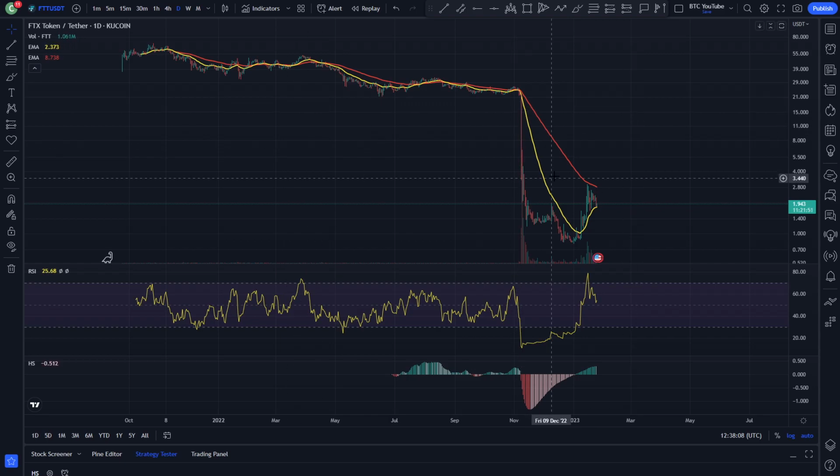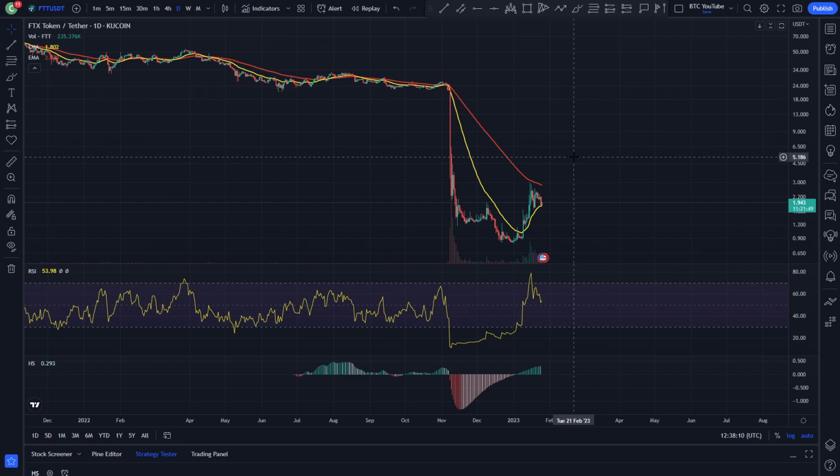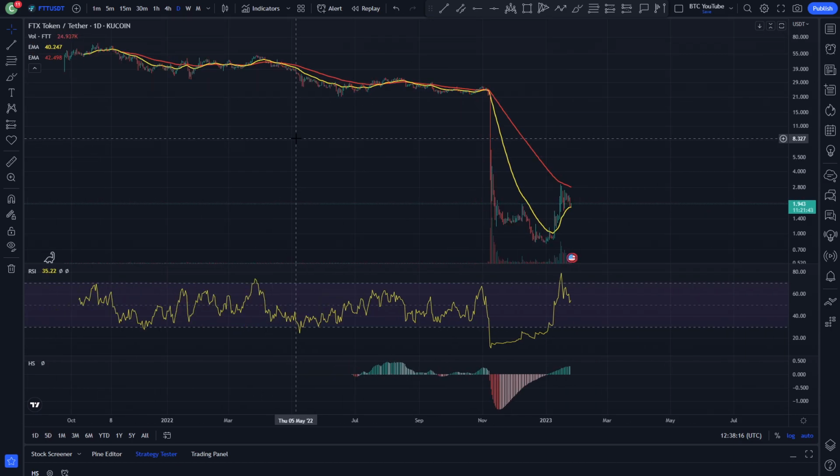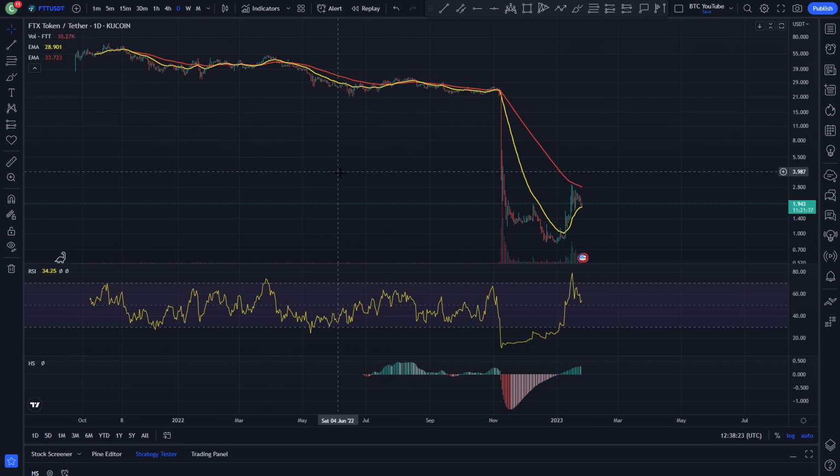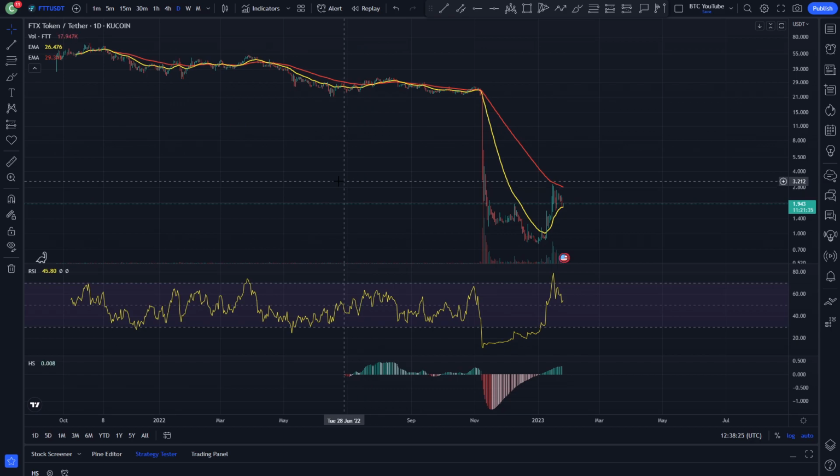We've had a few people requesting we look at the FTX token ever since we saw the massive crash for it, so I thought I'd dive into the chart. Obviously you can see a lot of the FTX token, or FTT as it's called, has been removed from a lot of exchanges. So we've only got a few that actually have some price data for us here.